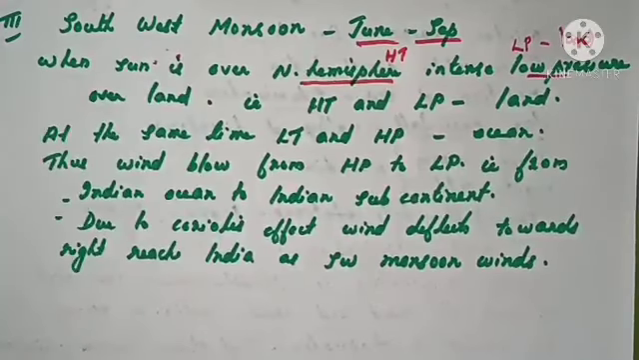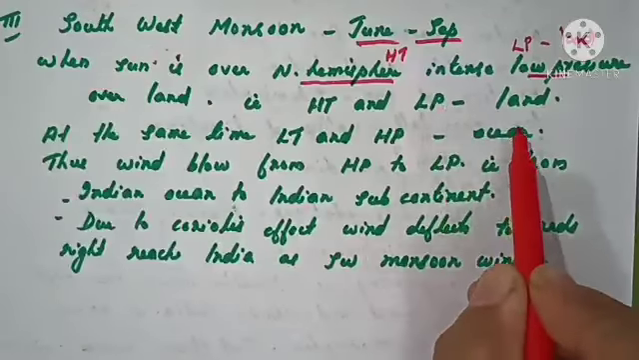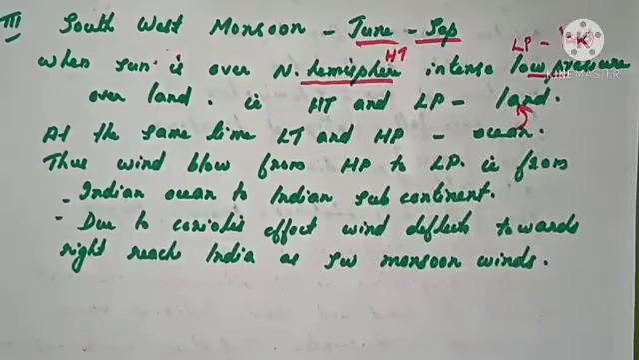When the sun is over the northern hemisphere, intense low pressure is experienced over land. At the same time, over the opposite ocean, temperature will be low and pressure will be high. Wind always blows from high pressure to low pressure, that means from ocean to land. Due to the Coriolis effect, the wind deflects towards the right and reaches India as the southwest monsoon wind.